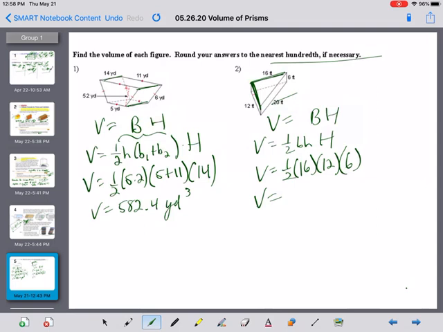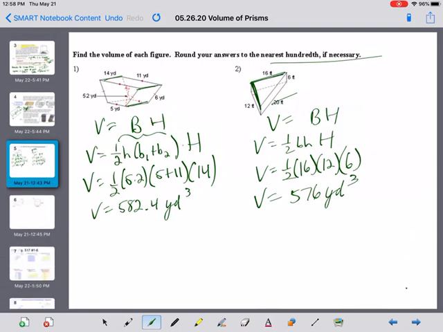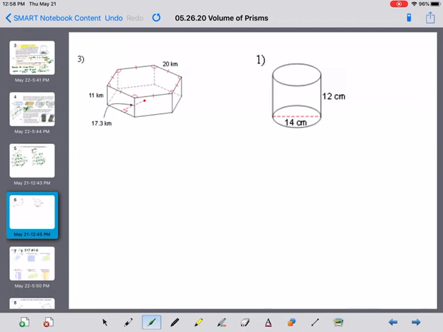Now, since you know Pythagorean theorem and you know trig, you might have a problem where you have to incorporate those ideas to get the measurements that you need to use the formulas. 576 cubic yards. Okay, here we go. You can pause here and attempt these and then hit play to check.